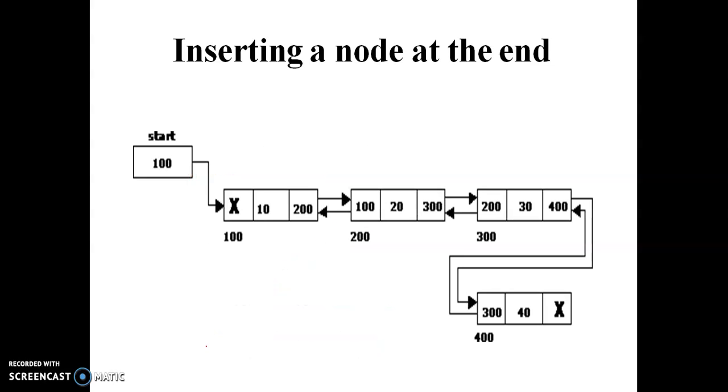This is inserting at the ending. So we added a 40 node as the last node, after the 30 node. We'll see the remaining in the next class.